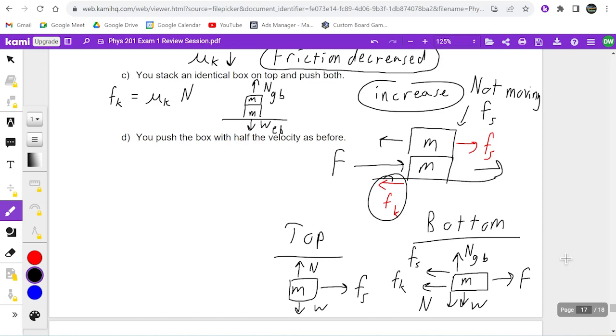Any other questions? I just have a couple questions about friction, but I could ask it after. Yeah, just ask it after. We're almost done anyway.